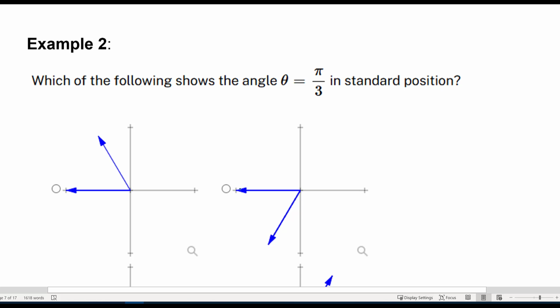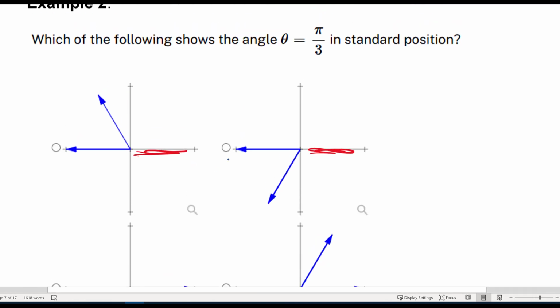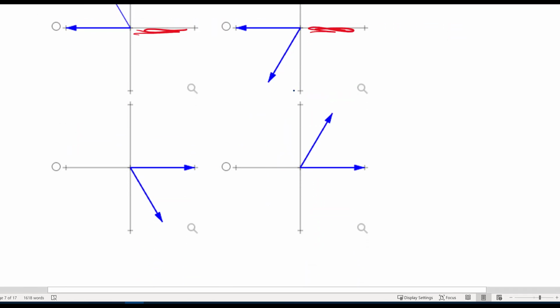So in example 2 here, which of the following shows the angle theta, which is pi over 3, in standard position? Well, first of all, our standard position is going to be this part of the x-axis. So neither of these are going to show that, and this is a positive pi over 3. So this isn't going to do it because that's negative. So this must be the one that does it, because that's positive.